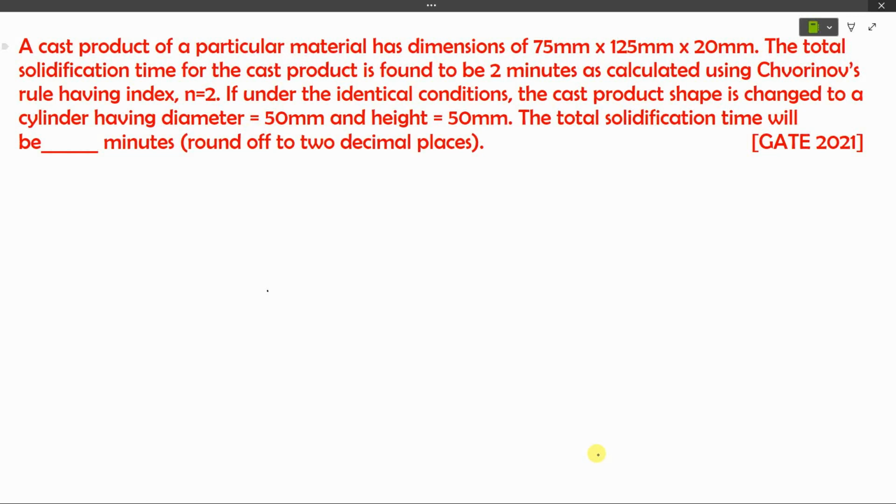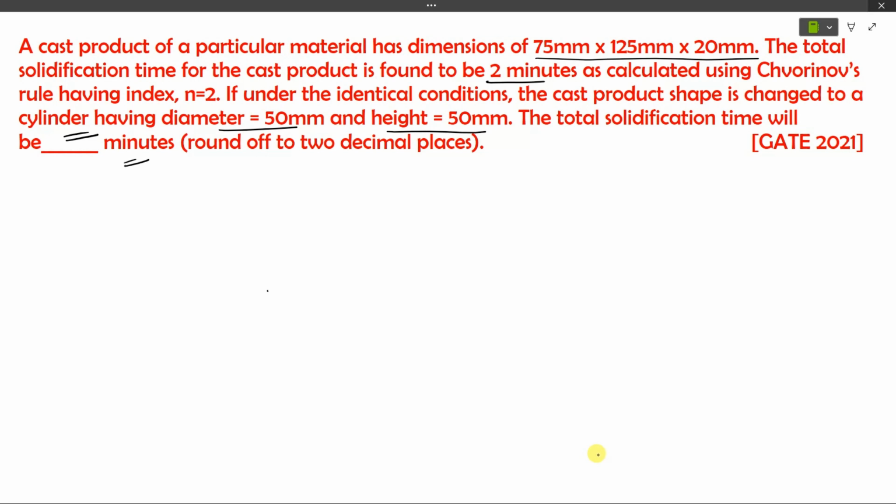A particular material has a dimension of 75 into 125 into 20 mm. The total solidification time for the cast product was found to be 2 minutes as calculated using Chvorinov's rule having index n equals 2. If under identical conditions the cast product shape is changed to a cylinder having diameter 50 mm and height 50 mm, the total solidification time in minutes will be.